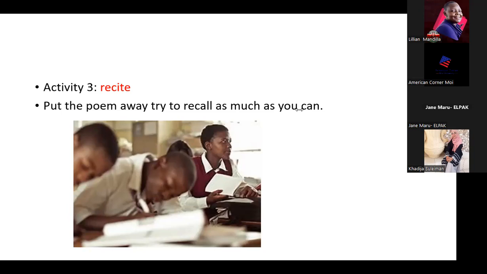Yes, please go ahead. Okay, this is just to say I have eaten the plums that were in the icebox. Yes. And which you are probably saving for breakfast. Forgive me, they were so delicious, so sweet, and cold. Thank you very much. Good job.